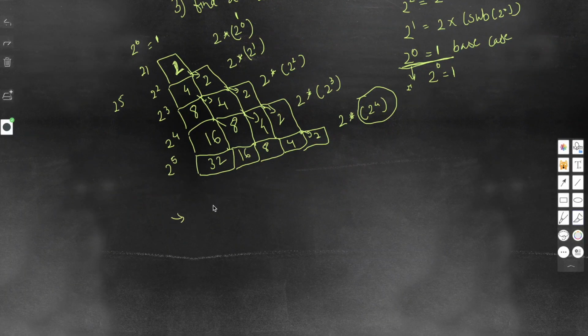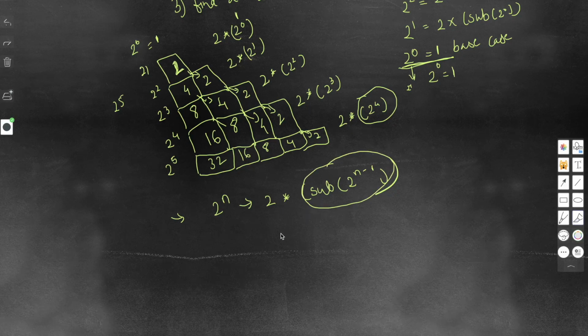If I want to calculate 2 to the power n, the relation is I will multiply myself with the result of the sub problem, that is 2 to the power n minus 1. Correct? So this is the relation. If I want to calculate 2 to the power n, find out the result of 2 to the power n minus 1 and multiply yourself with that result, and you will get the result for the whole problem. Okay, so let's move to the last part, that is code it.